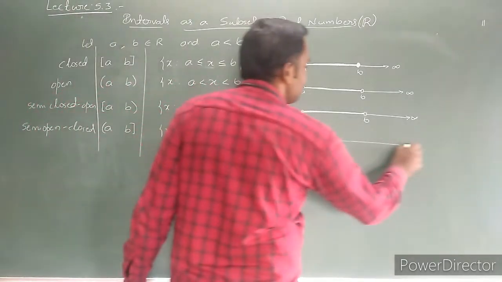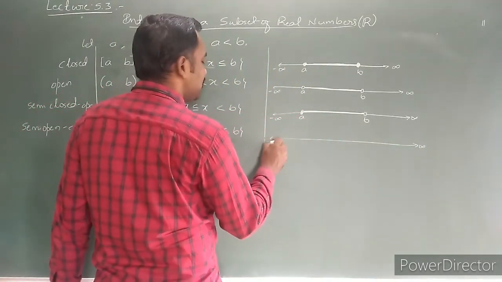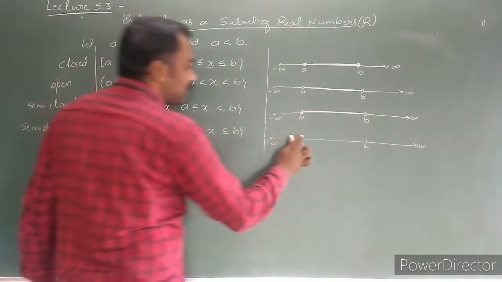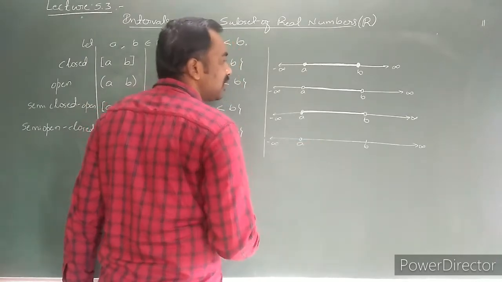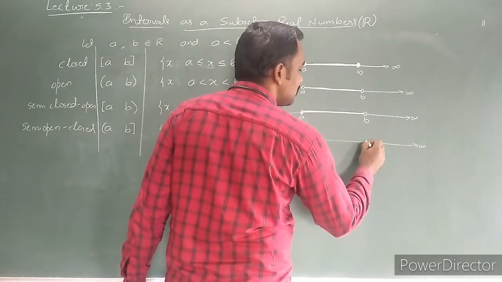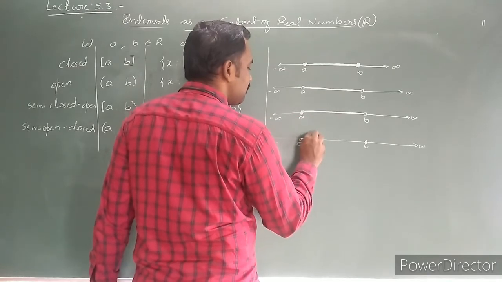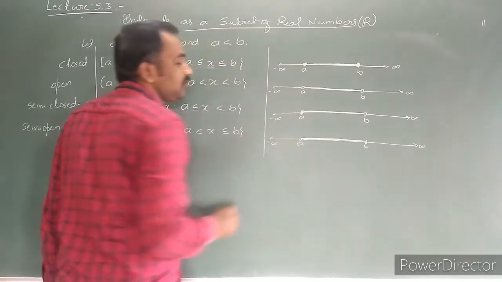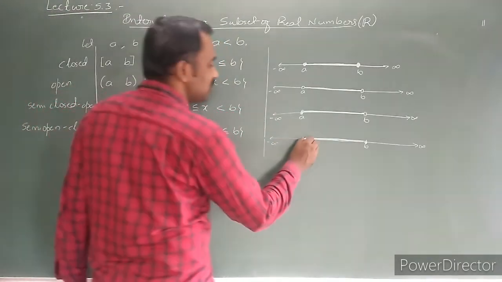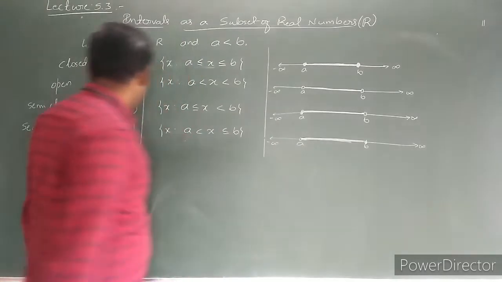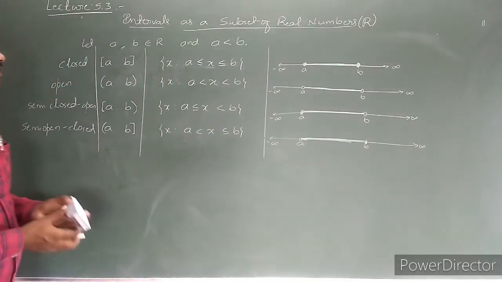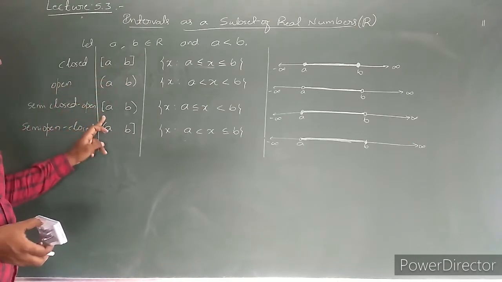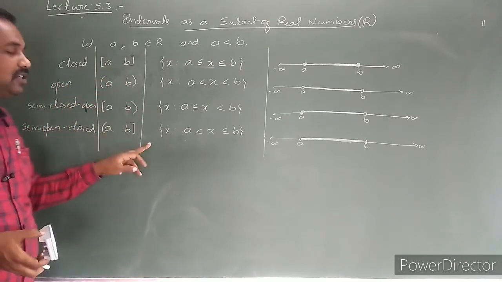I am just going to write directly. It is the positive infinity and the negative infinity. Here is the A and here is the B. A is not included, but B is included. In between A and B, all the values are said to be a semi-open closed interval. These are the four types of interval: closed interval, open interval, semi-closed open interval, semi-open closed interval.